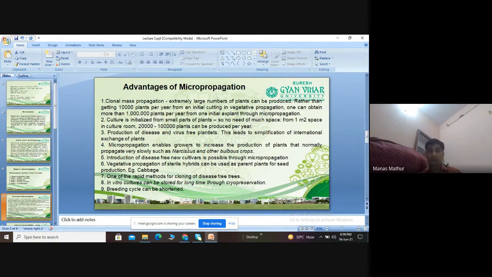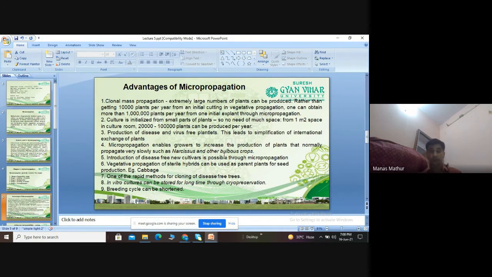Micropropagation enables increased production of plants that normally propagate very slowly, such as narcissus and other bulbous crops. Some crops generally germinate very slowly. So scientists take their explant and cultivate it in laboratory conditions. As compared to natural conditions, in the laboratory they will grow very fast, reducing time, cost, and labor.